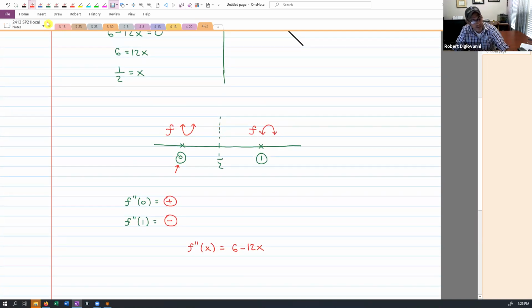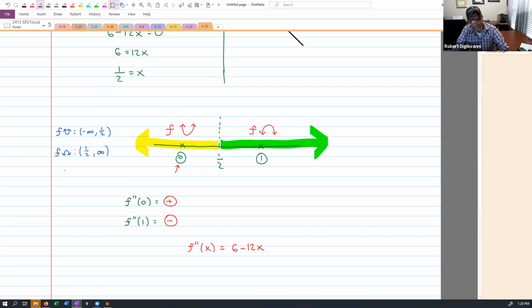So we can now answer the question. So I'm answering the question right here. Where is the function concave up? Let's see. Well, it's concave up over here, isn't it? The whole way from here to the left. So I'll write negative infinity to 1/2. Where is it concave down? From 1/2 to positive infinity. That's this way forever.